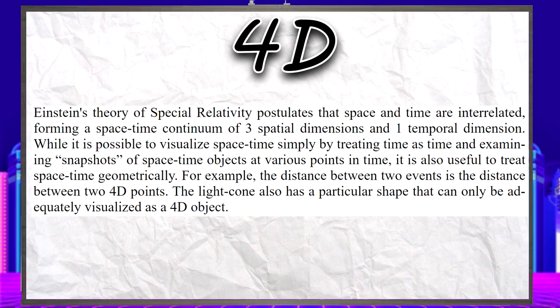While it is possible to visualize space-time simply by treating time as time and examining snapshots of space-time objects at various points in time, it is also useful to treat space-time geometrically. For example, the distance between two events is the distance between two 4D points. The light cone also has a particular shape that can only be adequately visualized as a 4D object.